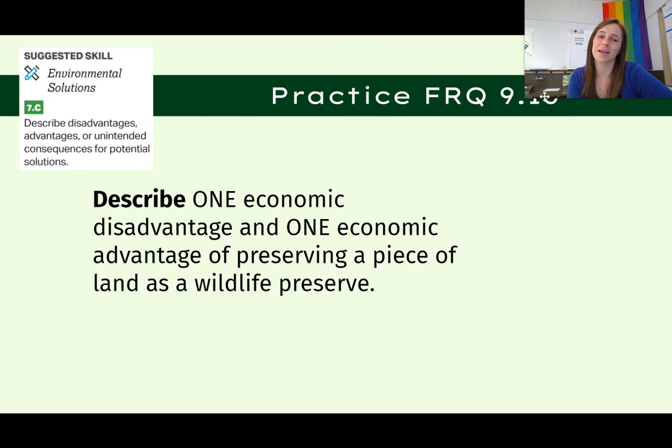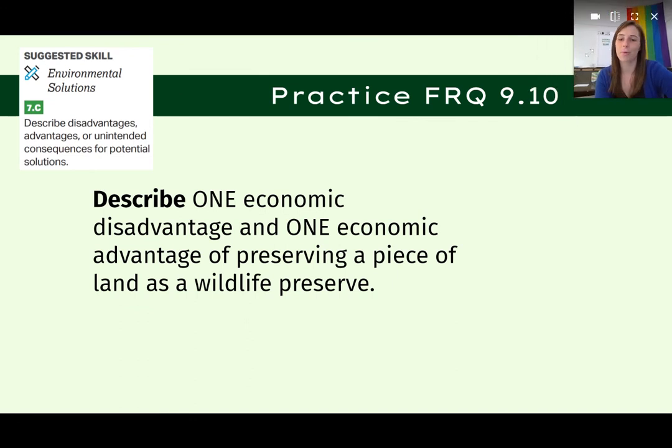So this is going to be your practice FRQ for 9.10. You're going to practice the suggested skill of describing advantages, disadvantages, or unintended consequences for potential solutions. So I want you to describe one economic disadvantage and one economic advantage of preserving a piece of land as a wildlife preserve. So that's going to be your practice FRQ for 9.10.